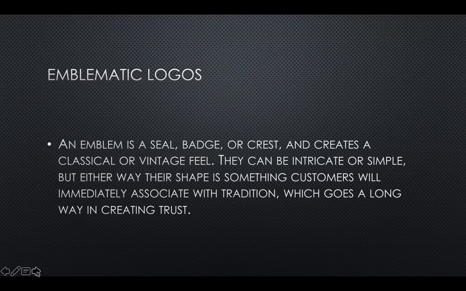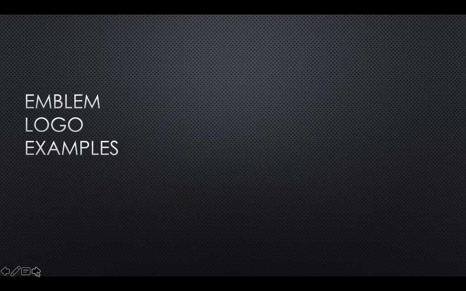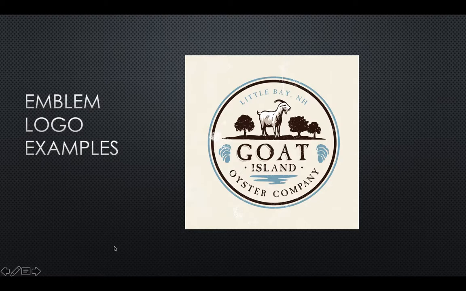Oh, emblematic logos. So we're going on to the next one. So an emblem is usually a seal or a crest. Emblems are primarily going to be circular in shape, and they're used if you want to create a feeling of tradition for your company or something that people can really trust. If you use an emblematic logo, that's the feeling that the customers generally get with these designs. So here are some examples of emblem logos. You'll notice that they're all circular in some aspect.